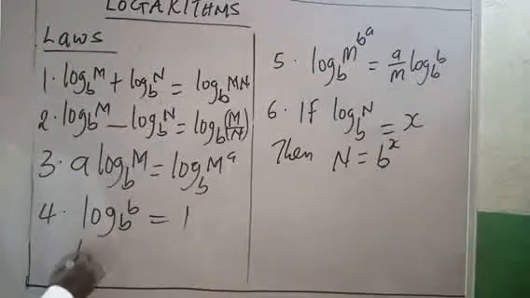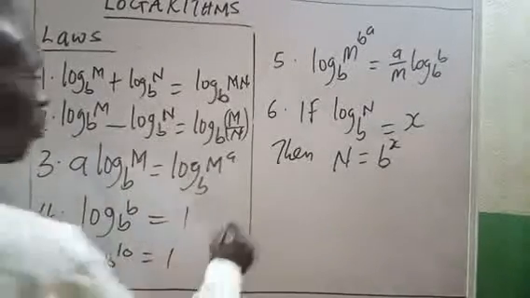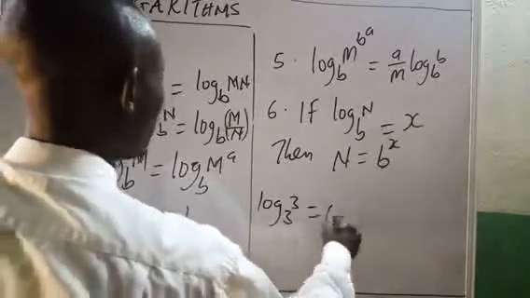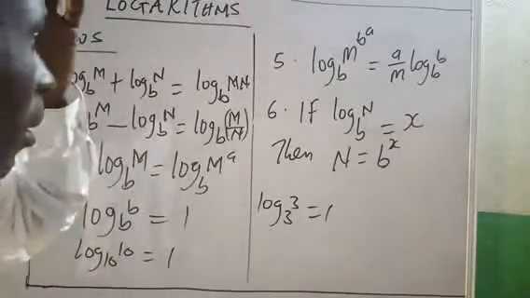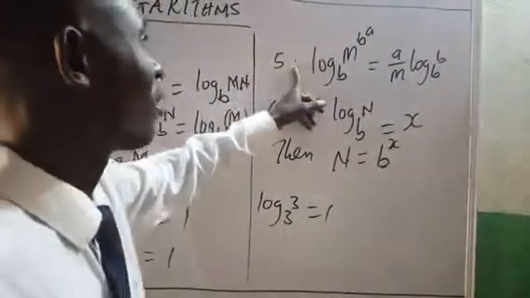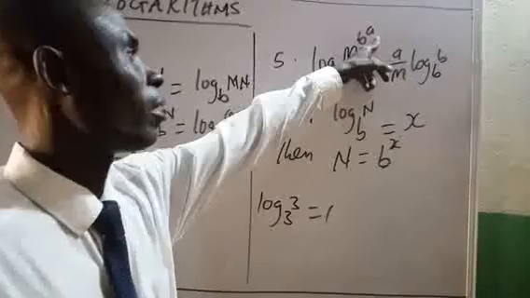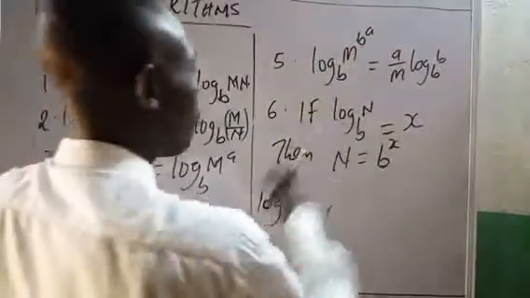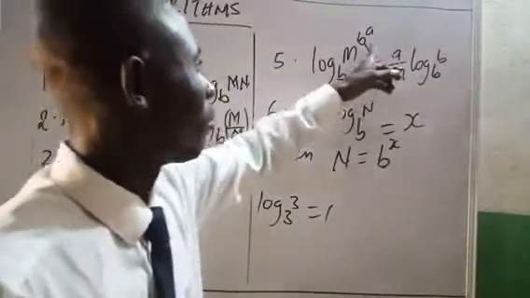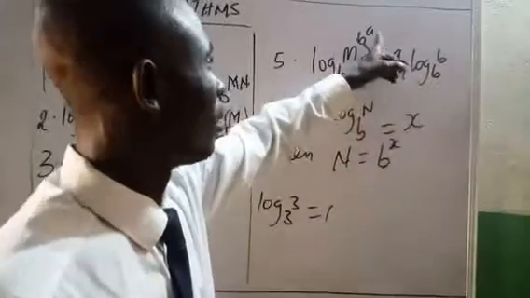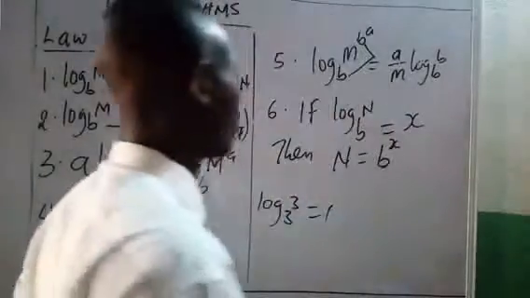So if you have something like log 10 base 10, it must be equal to 1. The same goes for something like log 3 base 3, it must be equal to 1. Then, if you have log m to base b raised to the power of a, then you pair these two together. This will become log b base b, then you have a over n. Very important. I want you to take note of that law.